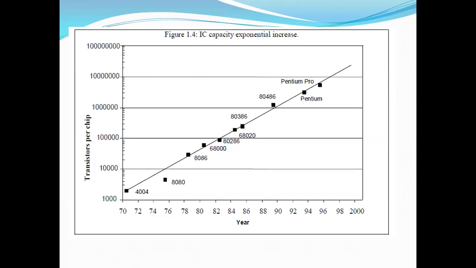So the current research is going on. The gate length will define the processor speed by means of the number of transistors inside the particular processors.